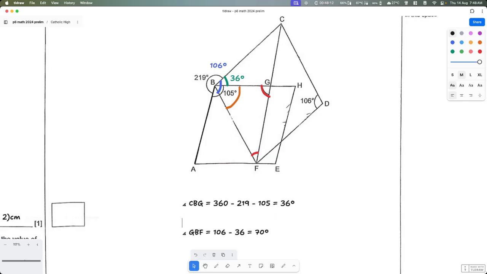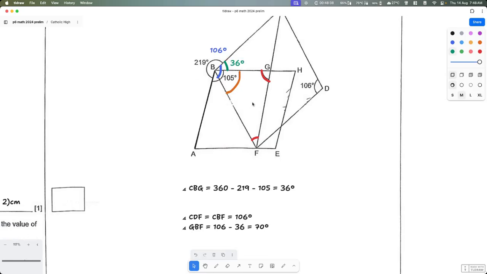Okay, so basically, I want to say is angle CDF is equal to angle CBF, which is equal to 106 degrees. So I see over here. Okay, so now we know that this orange one is 70 degrees. I'm gonna put this over here. And orange.